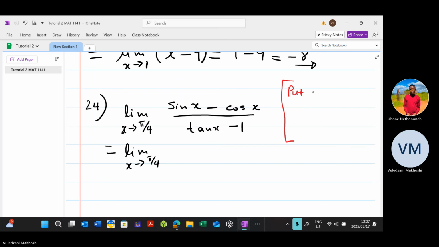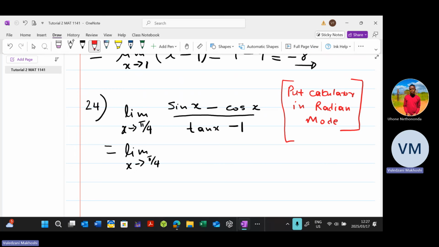Put your calculator in radian mode. So I believe by now you know how to put your calculators in different modes. We have degrees, which is what you are used to. We also have radian mode and other modes which are used by engineers and so on and so on. But for our purposes, we put our calculators on radian mode. So this is what we have.